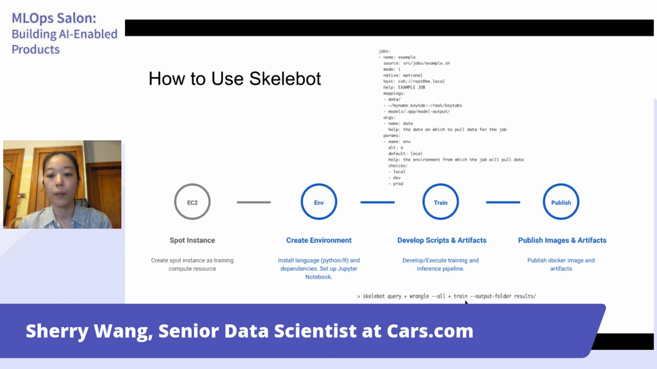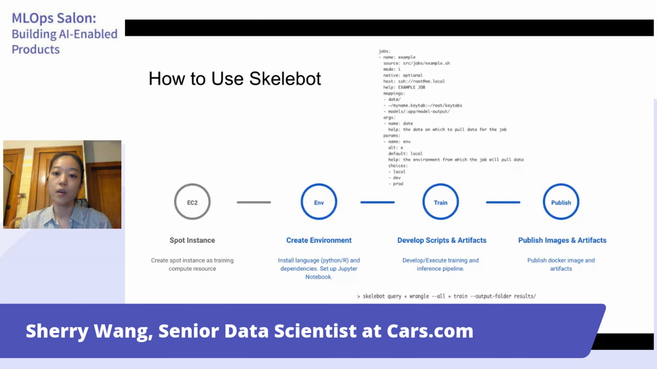And then I'm training my models. And I'm saying that, hey, I want to save my models at this output folder called results. By running this line of code, Skelebot, again, will be able to create Docker images under the hood for this entire pipeline to run inside of Docker, so that you will ensure you'll have reproducibility.